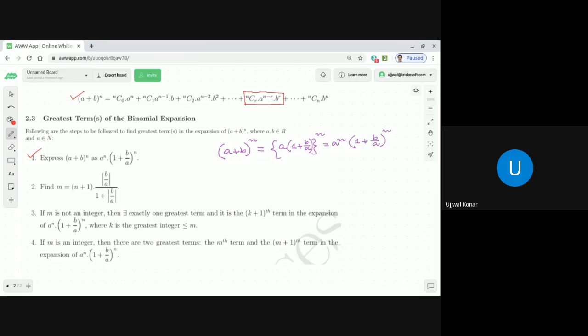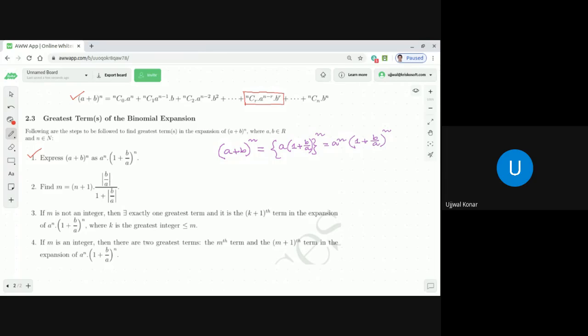a. Mod means what? You will take the non-negative value of b by a. That is a simple term. You do not know, na? A and B could be either both positive, one negative, or both negative. You do not know, na? So that is why you take B by A, okay, and take its mod value.